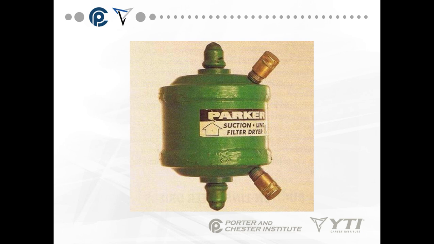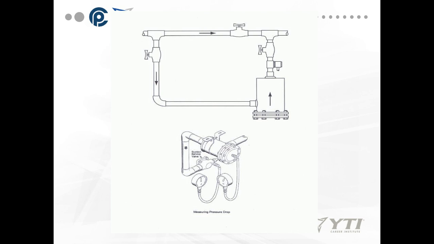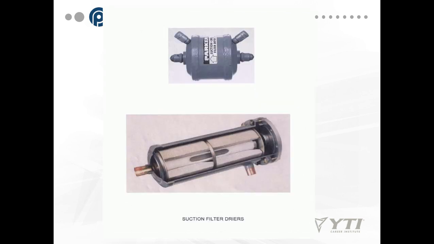This is just another example. Okay, we have two gauge ports on here because we can actually tell if this filter is clogged up by the pressure difference between these two ports. By putting a gauge here and a gauge here, we can tell if this filter dryer is starting to get clogged up with debris because we'll have a difference in pressure. Okay. And this just shows how we would do that. Just another suction line filter dryer, a couple different versions. And again, the gauge ports are pretty important.